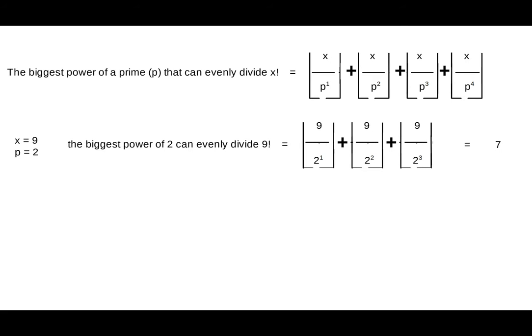Let's say x is equal to 9 and p is equal to 2. The biggest power of 2 that can evenly divide 9 factorial is 9 over 2 to the power 1 floored plus 9 over 2 to the power 2 floored plus 9 over 2 to the power 3 floored, which is equal to 7. We're not considering 9 over 2 to the power 4 floored because that's less than 1. And if you floor something less than 1, you get 0. And if you add 0, that doesn't make a difference.